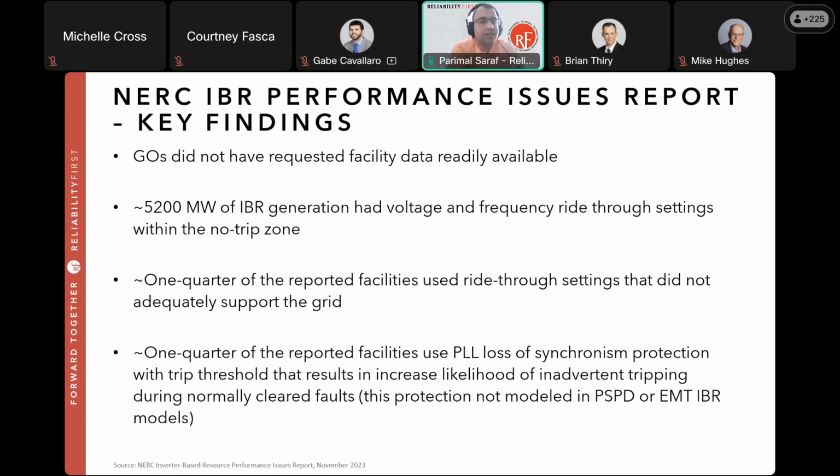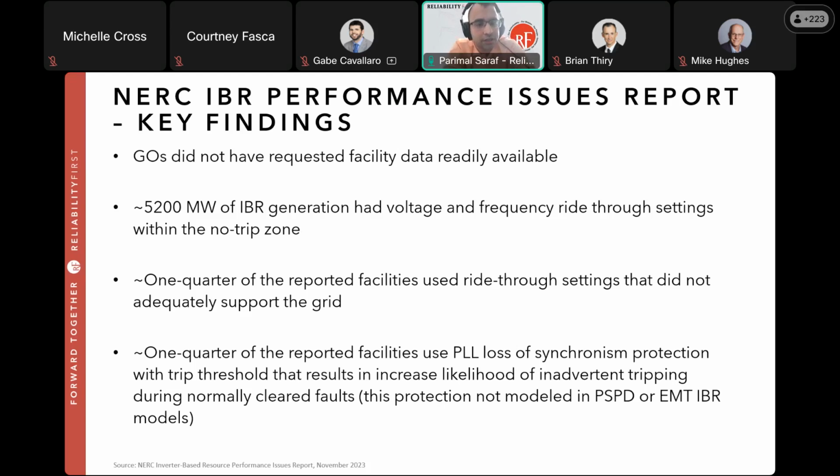So NERC recently released a level 2 and level 3 alert in relation to these IBR performance issues. The key finding they observed was that at the time of interconnection, the generation owners, the GOs, did not have accurate or exact facility data late into the interconnection process, which means they were using approximate models to represent their IBR dynamic models, as well as their collection systems, which are the transformers and the tie lines that are part of the project. So this was one major issue that was identified.